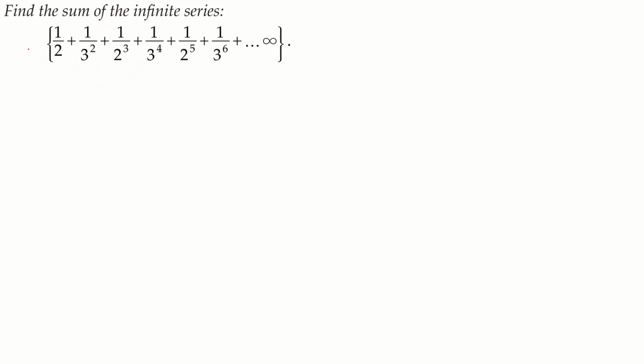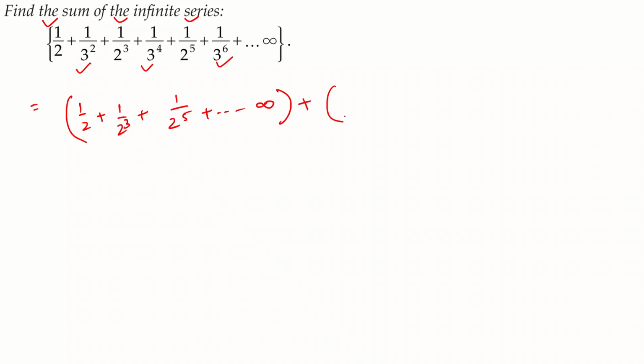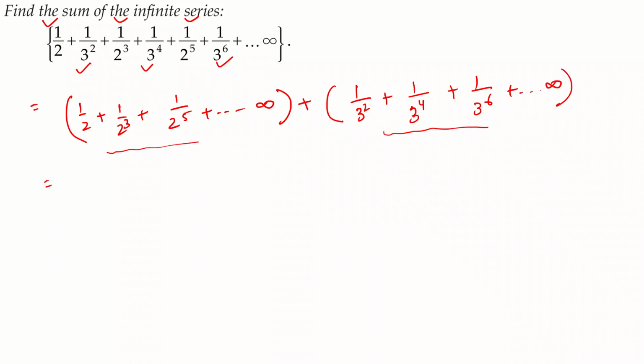Okay, so what we can do is take all these 1 by 2's together and then take all these 1 by 3's together. So what we have is 1 by 2 plus 1 by 2 cube plus 1 by 2 to the power of 5, and so on and so forth till infinity, and we take all the 1 by 3 terms together in another bracket. So it is 1 by 3 square plus 1 by 3 to the power of 4 plus 1 by 3 to the power of 6, dot dot dot infinity. Okay, so this now is a GP and this is another GP, and these are infinite GPs, so we can find them out separately and then add them.